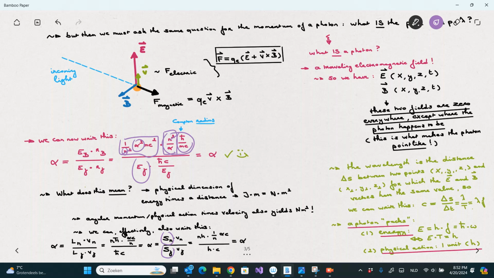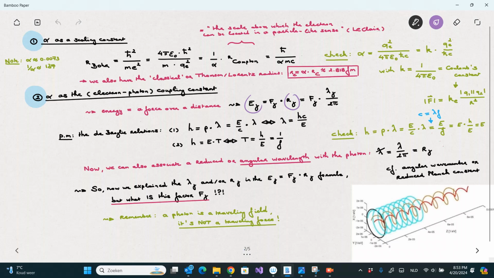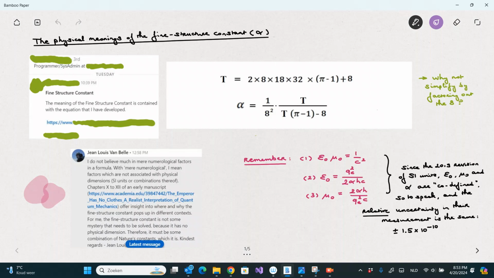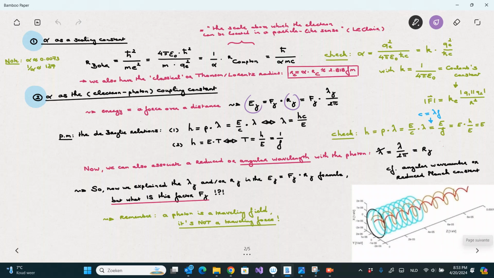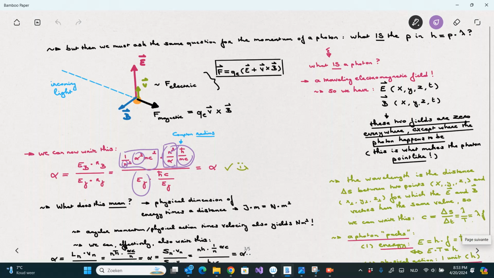We can also write it in terms of the physical action that we would associate with an electron in orbital times its classical velocity again. And the same here, and you also get alpha. This all sounds very mysterious, but much less mysterious than saying, like, this formula, where do these numbers come from, right? That doesn't make sense. Sorry to say that to the person, but I think it was friendly.